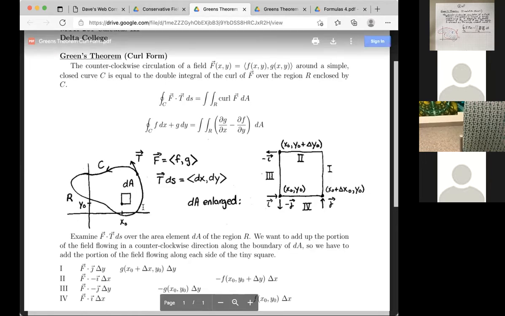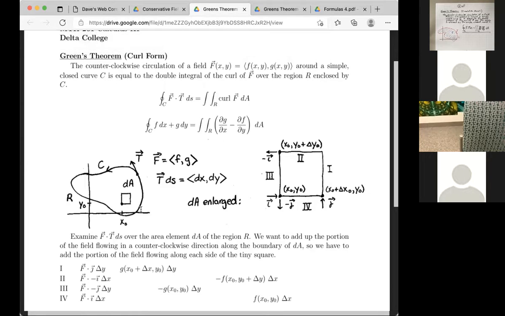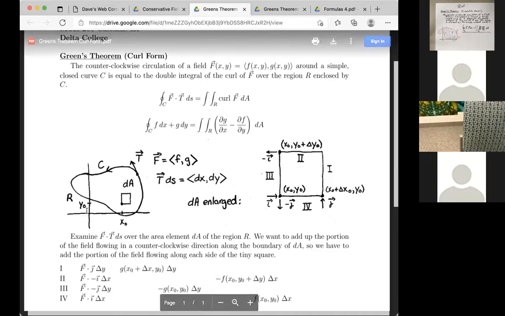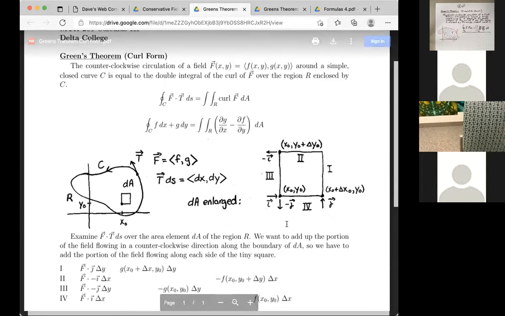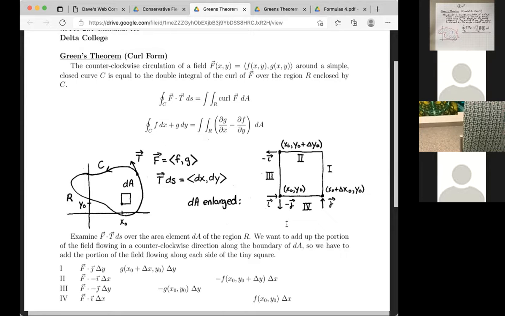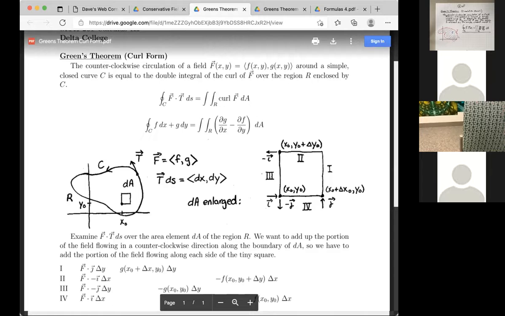So let's focus on the area of the region with this little dA element in my picture. Now, let's put this dA element, this little area element, at the position x naught, y naught, in its lower left-hand corner. That's where we're going to nail it down. And I want you to take this dA element and enlarge it. So over here on the right, I have a super large version of the dA element. I think I might make some drawings on this later, so let me get out my annotation tools.